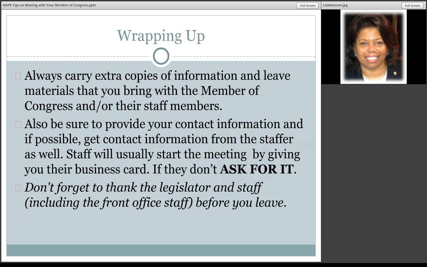Wrapping up. Always carry extra copies of information and leave materials that you bring with the members of Congress and/or their staff members. Also be sure to provide your contact information and, if possible, get the contact information from the staffer as well. Staff will usually start the meeting by giving you their business card, but if they don't, ask for it. Don't forget to thank the legislator and staff, including the front office staff, before you leave.